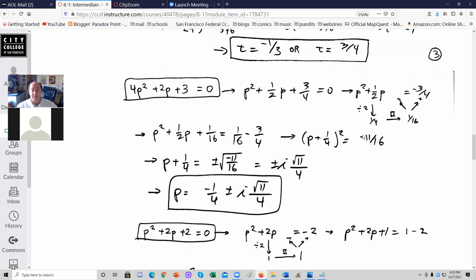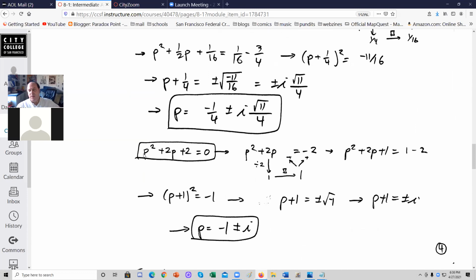That only happens if there's a square root of negative 1. Take square roots, p plus a quarter equals plus or minus root of negative 11 over 16. All right, plus or minus. Square root of a minus is i. Square root of 11 is square root of 11. Square root of 16 is 4. So p plus a quarter equals plus or minus i times root 11 over 4. Subtract a quarter from both sides and get p equals negative 1/4 plus or minus i times root 11 divided by 4.